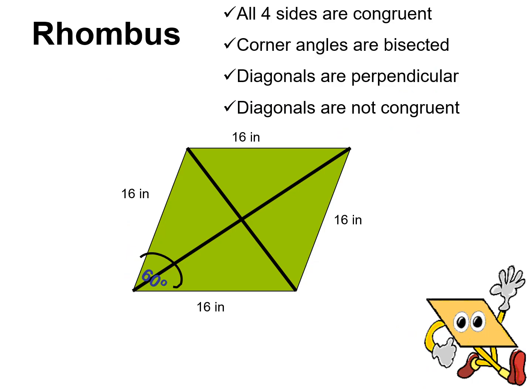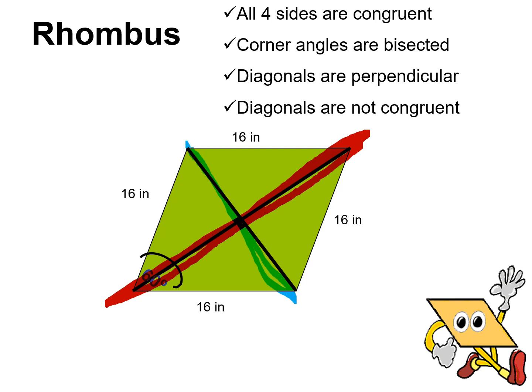A rhombus has all 4 sides matching, okay? It has corner angles cut in half, so we haven't had that before. Now, look at your diagonal. Does that length match that length? No. You got a short diagonal and a long diagonal, just like a parallelogram.